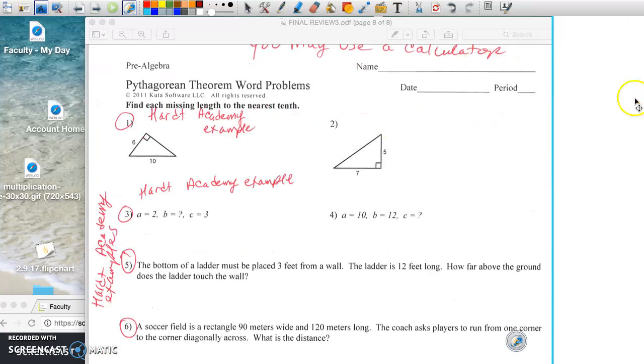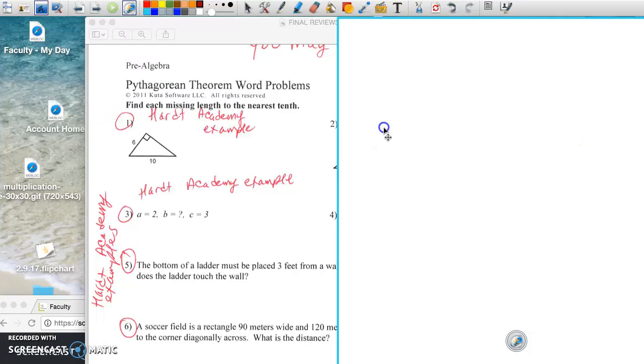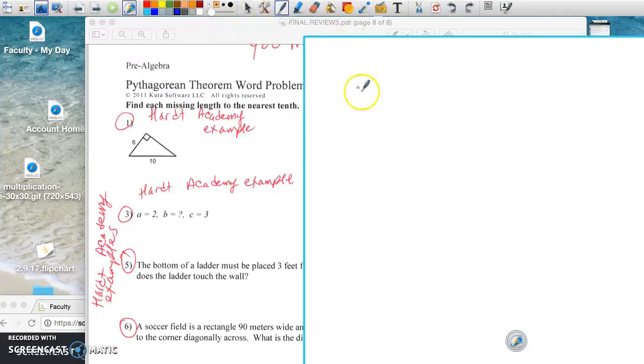Alright, Pythagorean theorem. Remember, Pythagorean theorem is a squared plus b squared equals c squared. Okay, here we go. Our first question: find the missing length to the nearest 10. You have to remember the longest side should be the hypotenuse, and that should always be c.